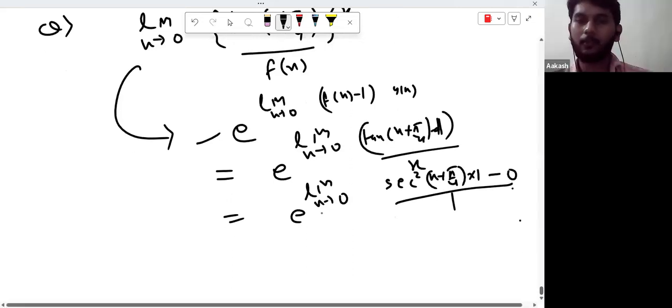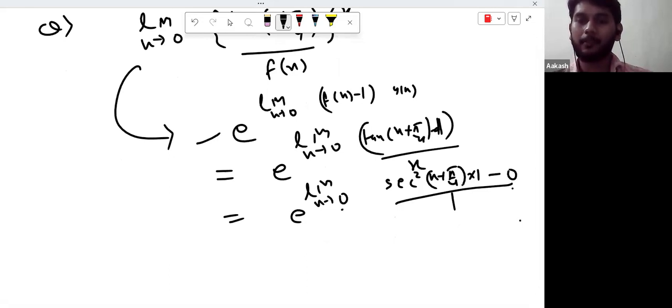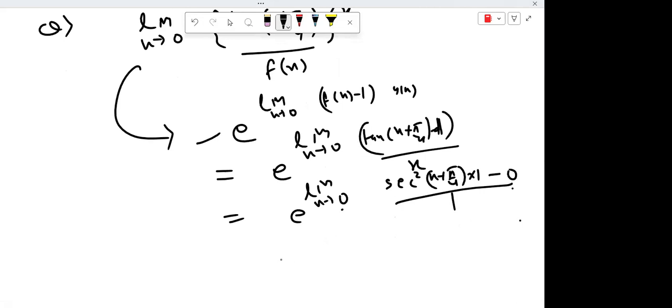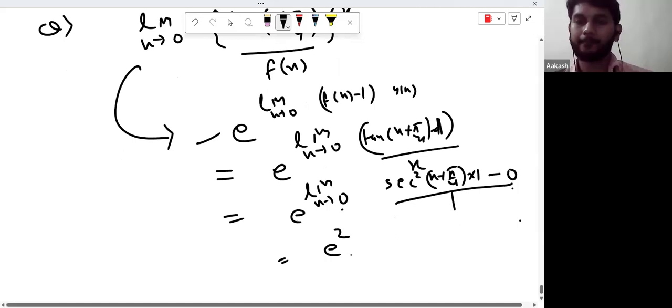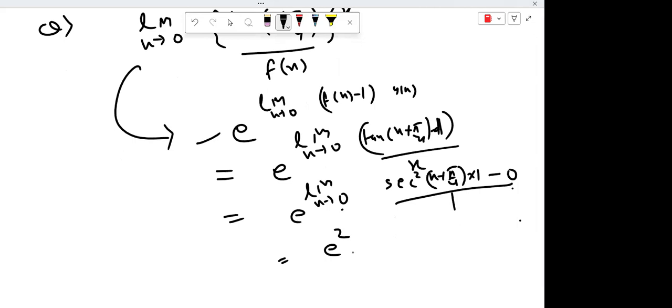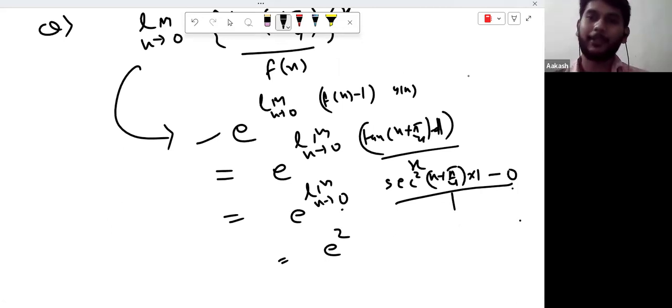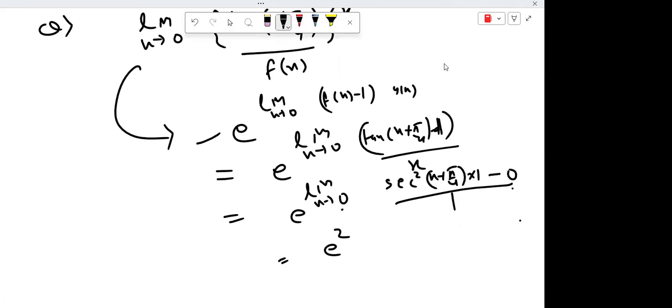Now again put the value of x as 0. If you put x as 0, then this is sec squared of pi by 4, which is 2. So the answer is e square. You know trigonometry. Sec squared pi by 4 is 2.